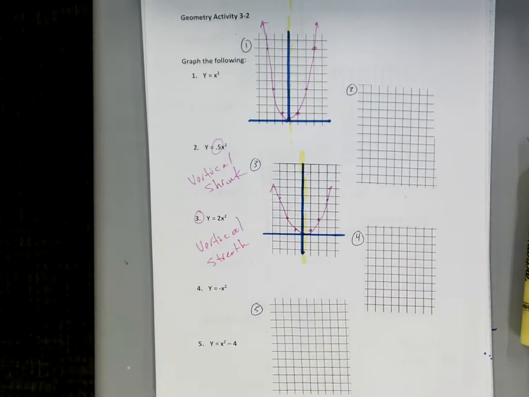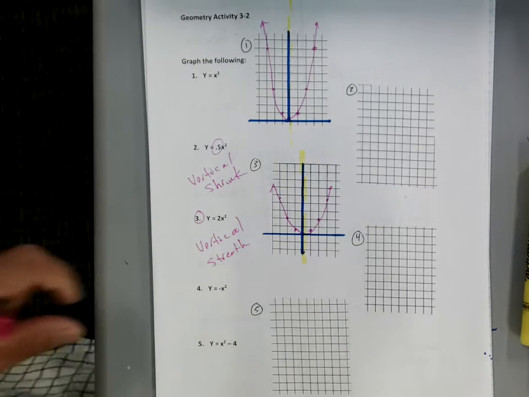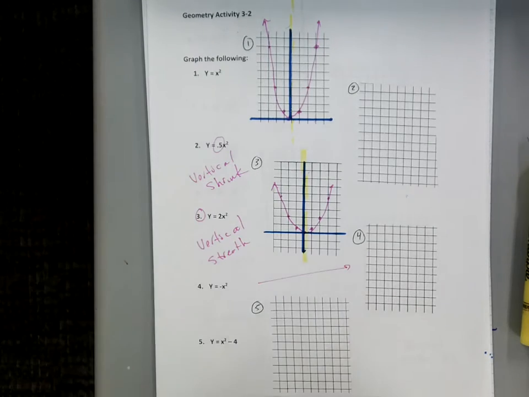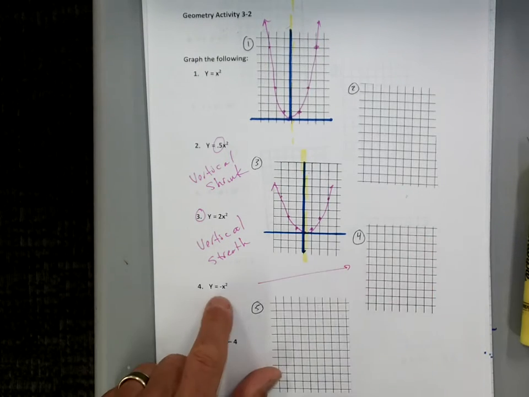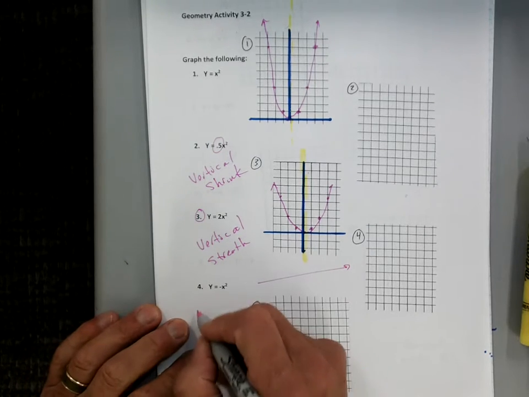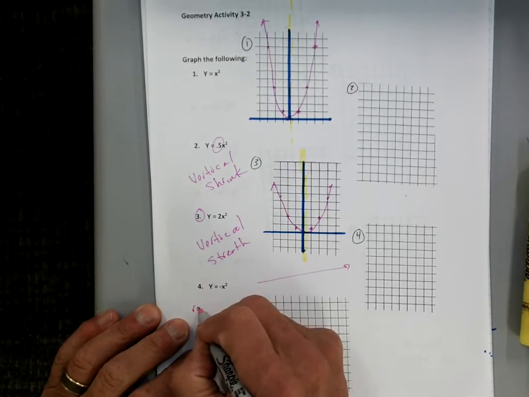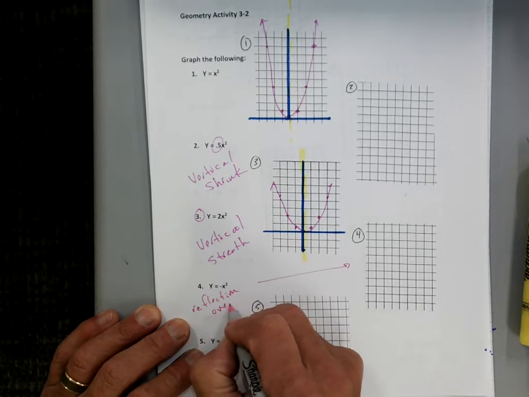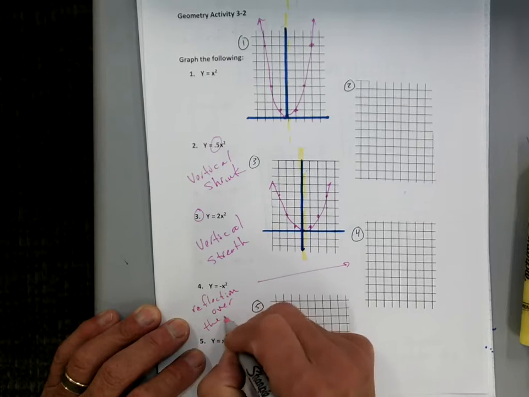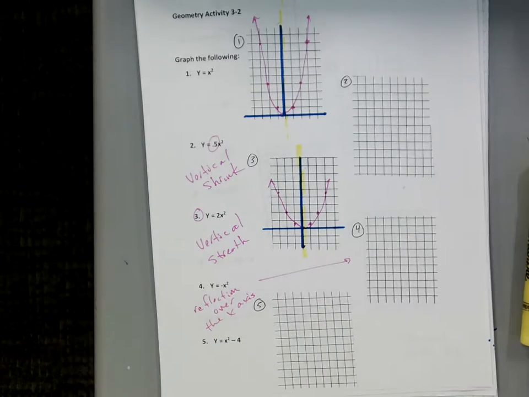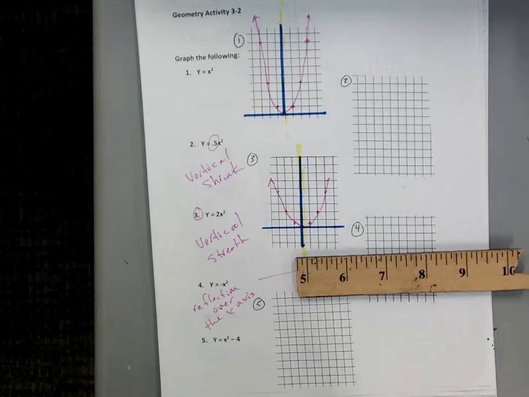How about 4? We'll do slide 4 over here. Looks like I've got my paper off. 4 over here. So negative x. It just means that it's going to be upside down, or it's a reflection over the x-axis, okay?